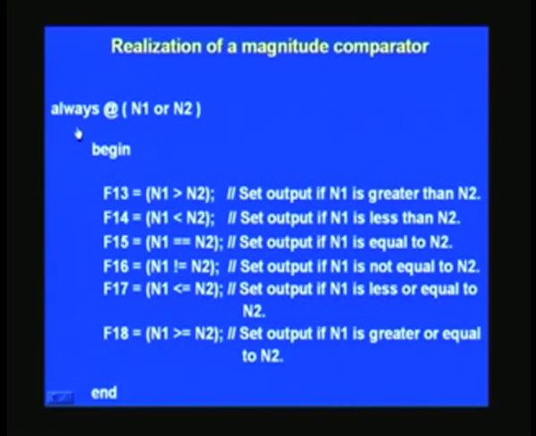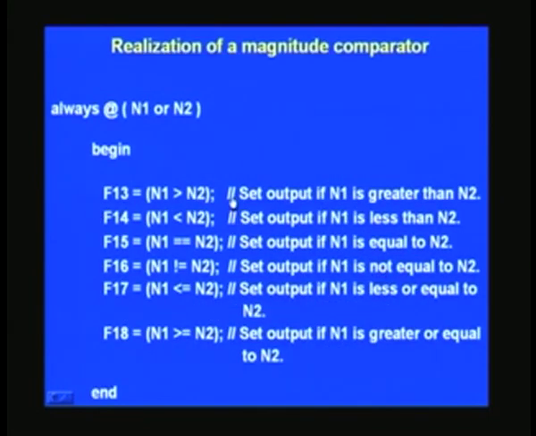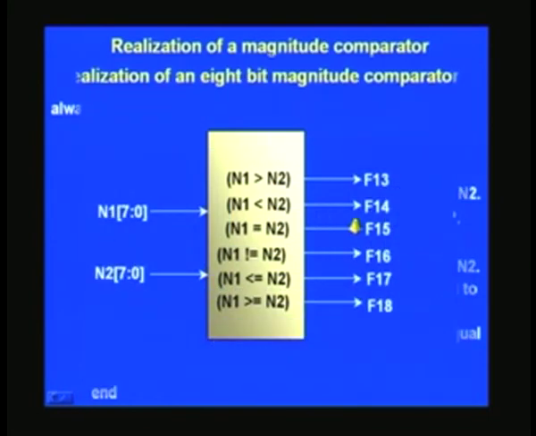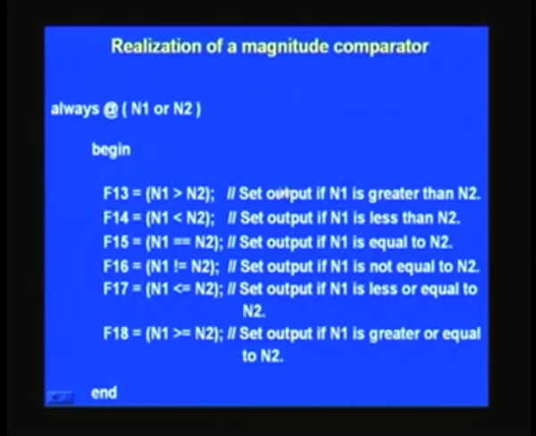Once again we have used an always block as such, and you have to list all the inputs, either n1 or n2 here, and there will be a begin and end. All the outputs that you have already seen are appearing here on the left hand side, and precisely the same statement which is put here as the output only needs to be inserted here, as you have seen here.